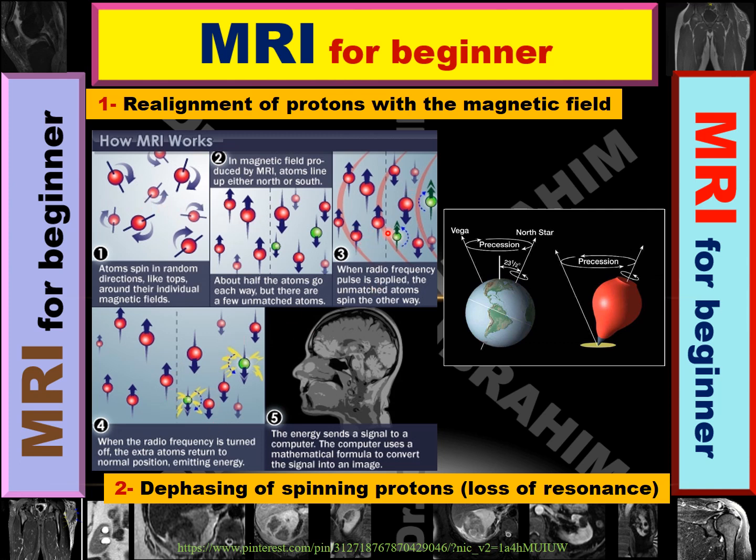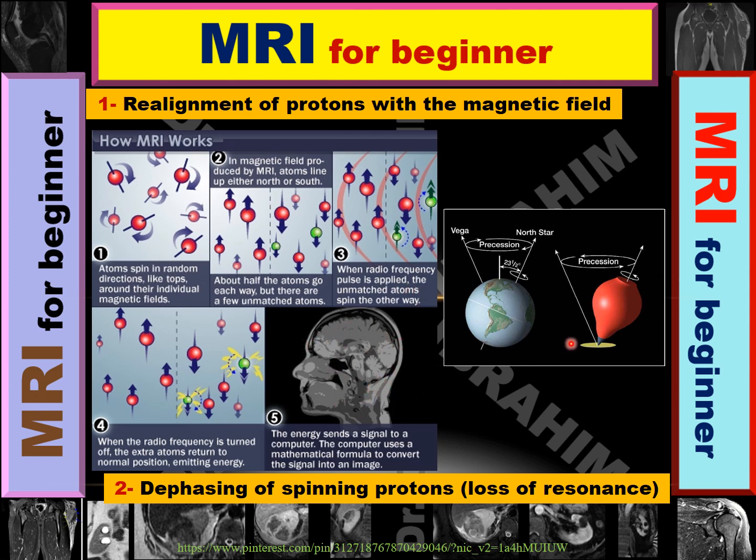After that, all these are stimulated. Still, we don't get a signal from MRI. After that, there are two types of relaxation. The first one is realignment of these protons in the same direction of the magnetic field, and this realignment gives the first signal. And the other signal is due to relaxation when the radiofrequency is turned off. When it is turned off, the protons return to the same direction again, producing energy. This energy can be picked up by the computer to get a signal from it, which appears on the MRI as a high or low signal.